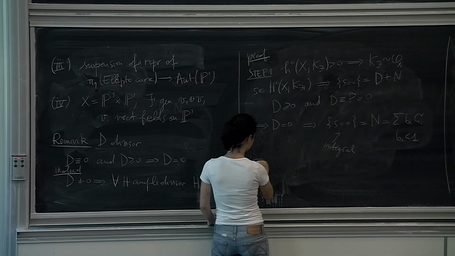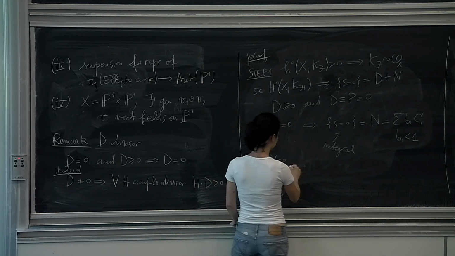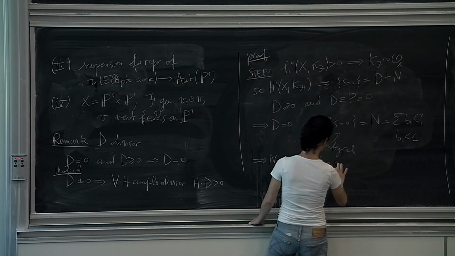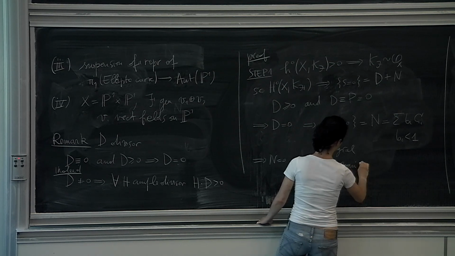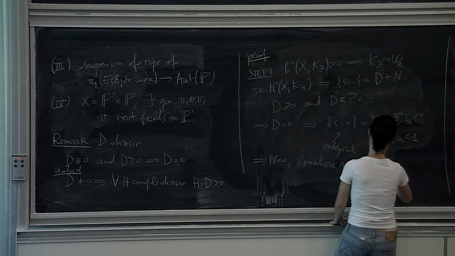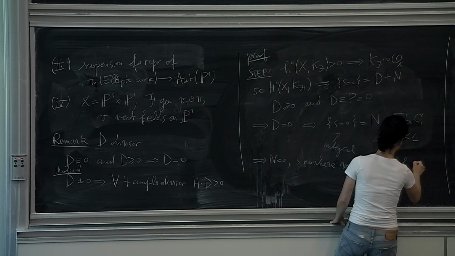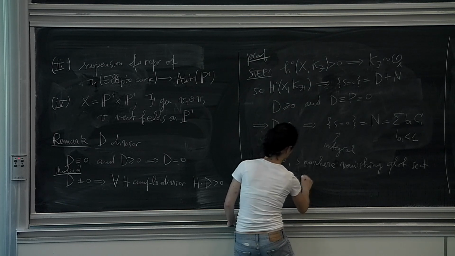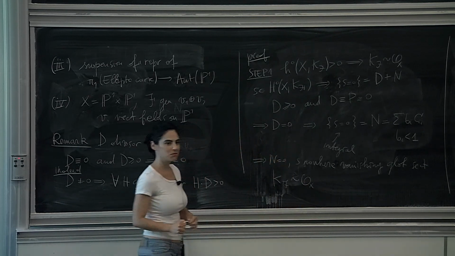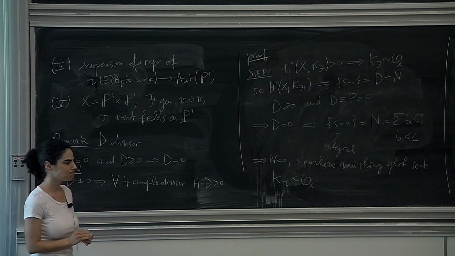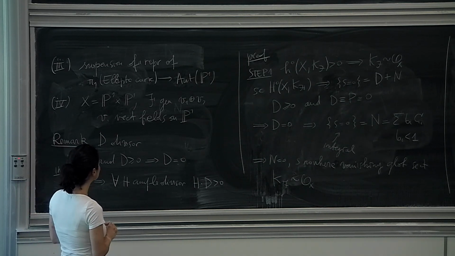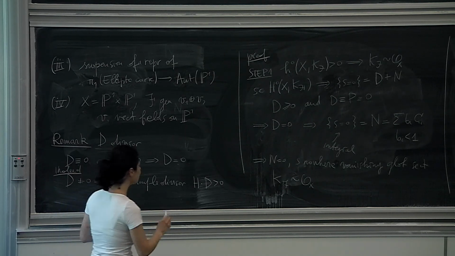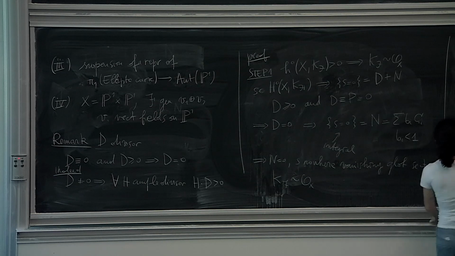So N is 0, and S is a nowhere vanishing global section. So this gives an isomorphism of KF with the trivial line bundle. Okay? So step 1 is done.